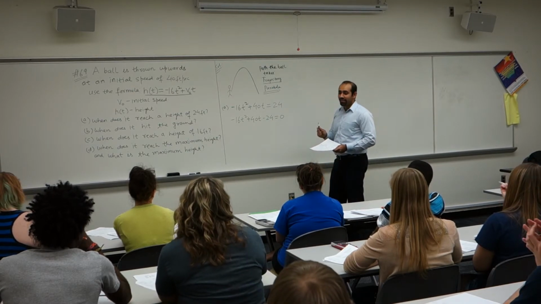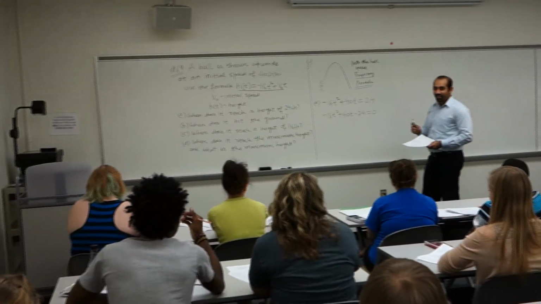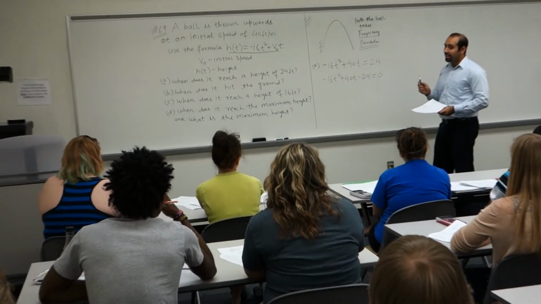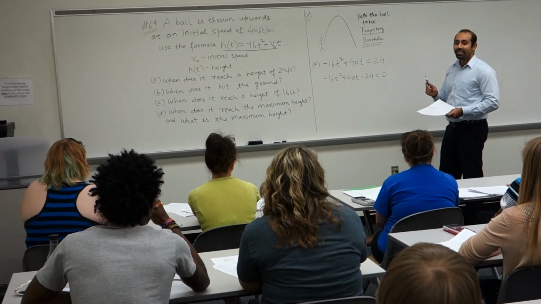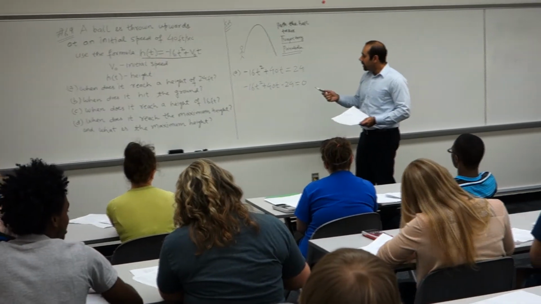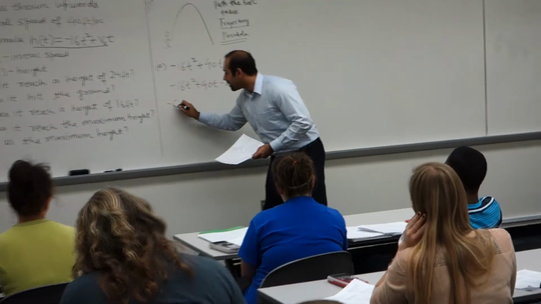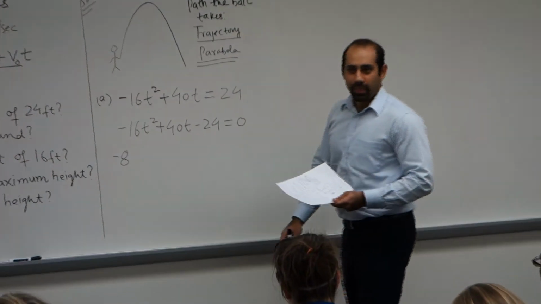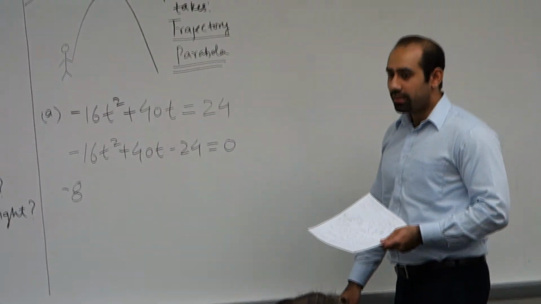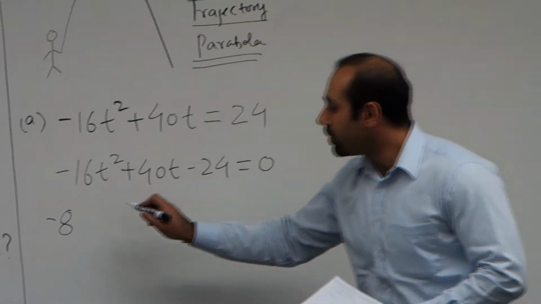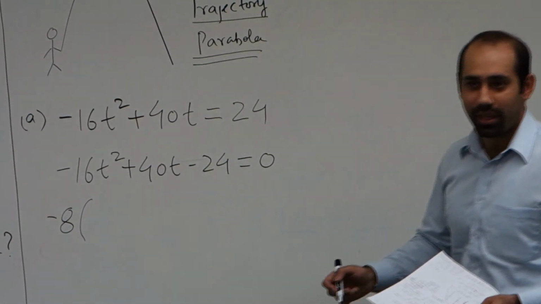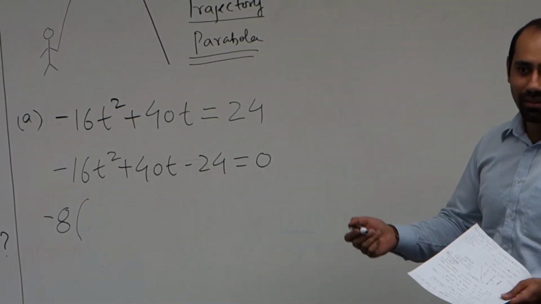How could we simplify this? You can take out an 8. We could pull out 8. What is that? The greatest common factor. So we could pull out 8, or it would be better if we pull out negative 8. Then we won't have a negative coefficient in front of t squared. That usually makes our life easier, right?